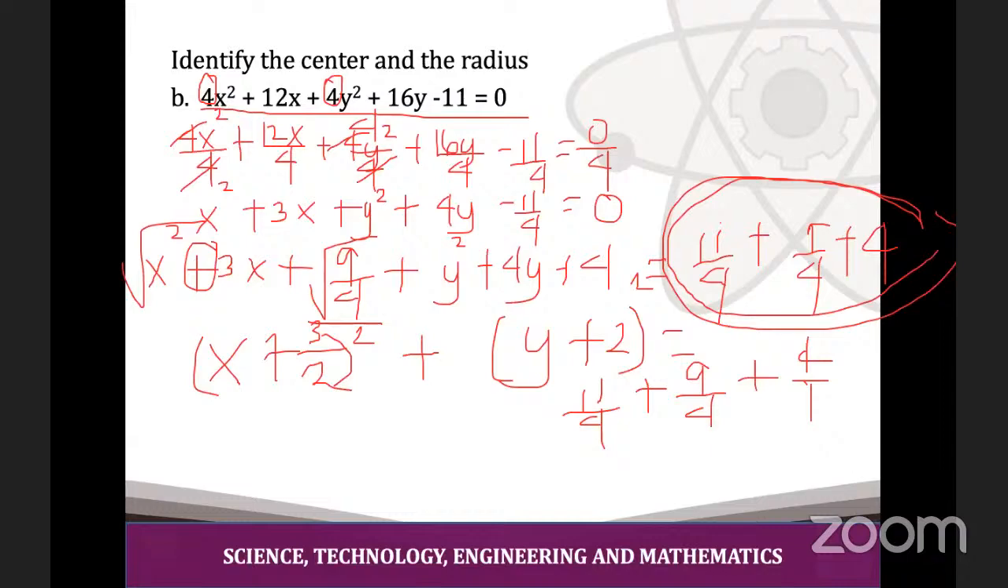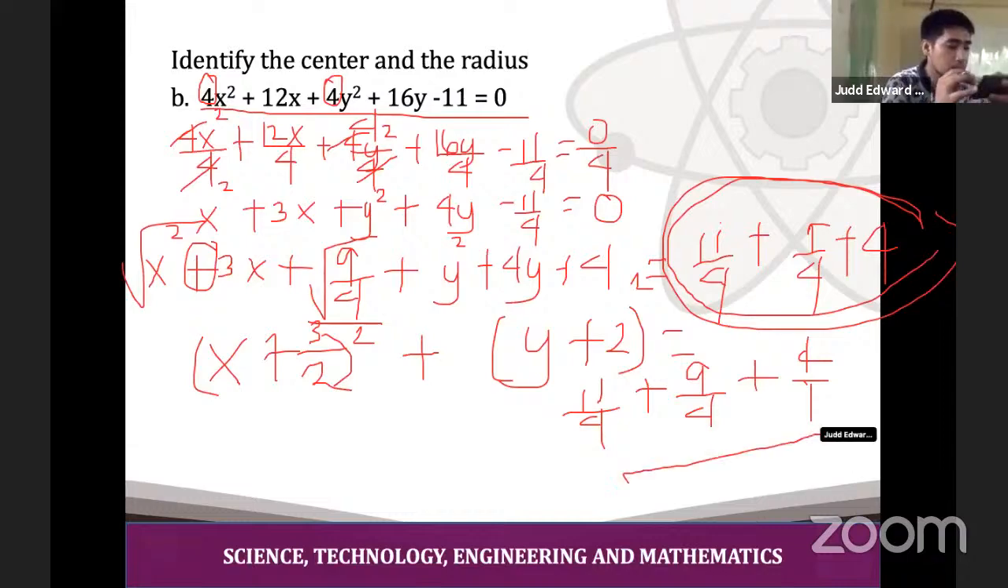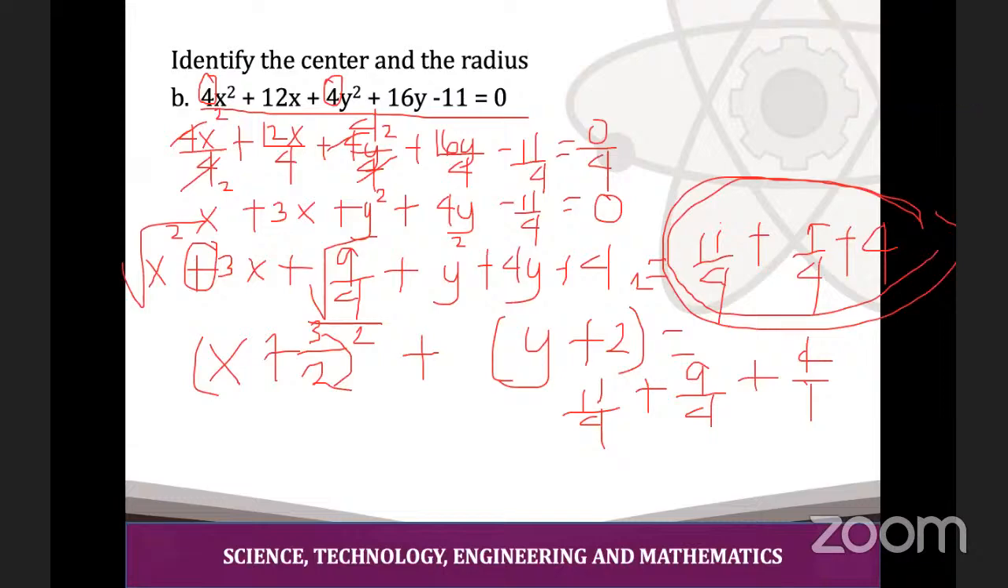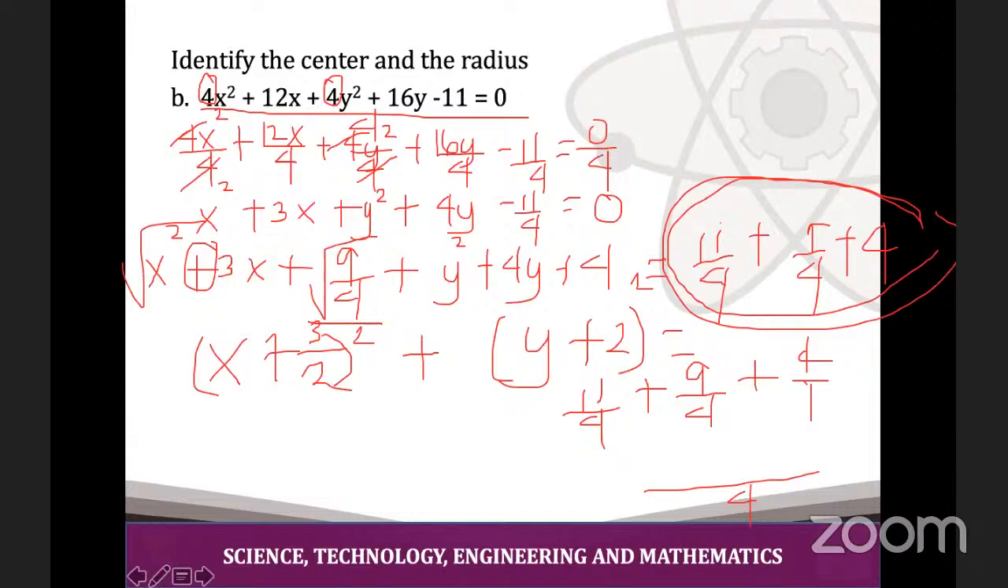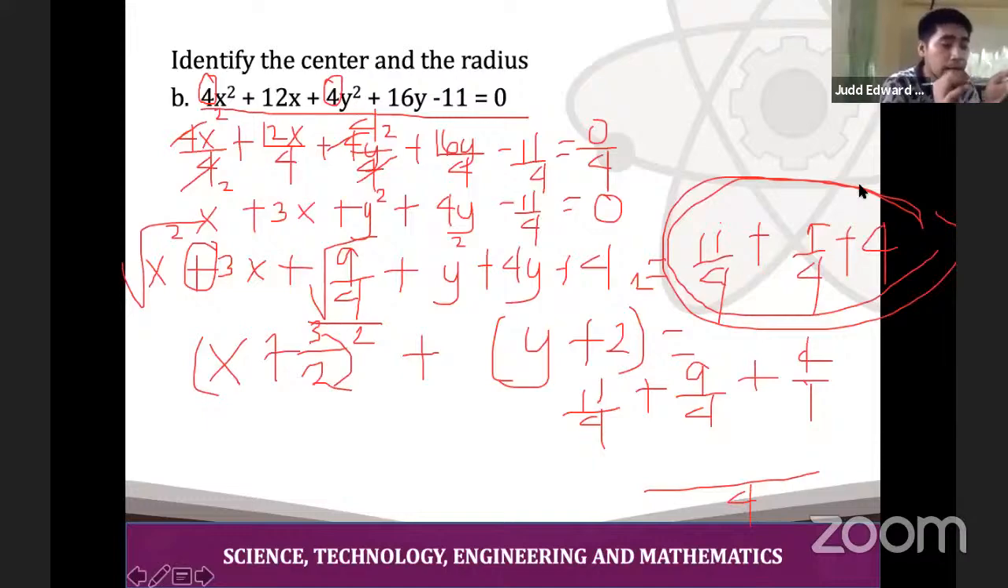To add them, all we have to do is to get the LCD. What is our LCD? 4. 4 is our LCD. If there are different numbers, all you do to get the LCD is to multiply the denominators. Since these are the same, 4 and 4, we only consider one 4, times the remaining one, which is 1. 4 times 1 is just 4.